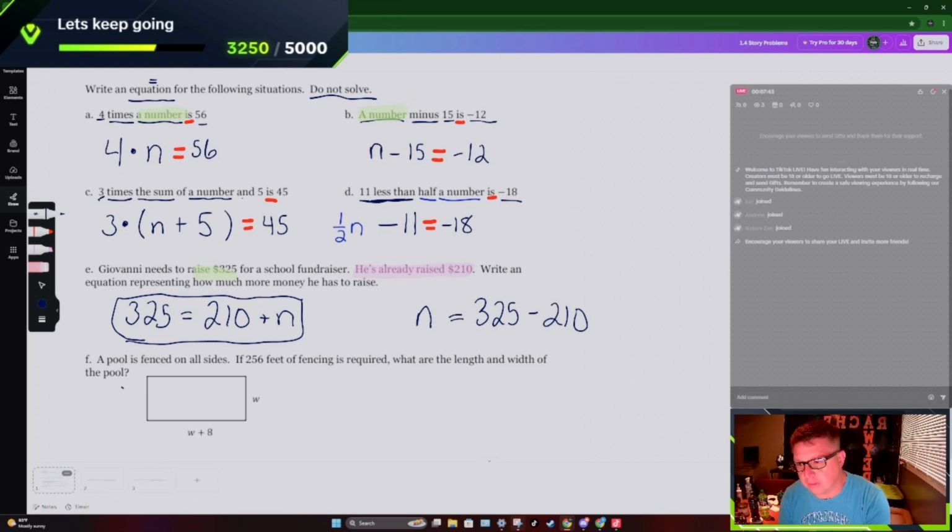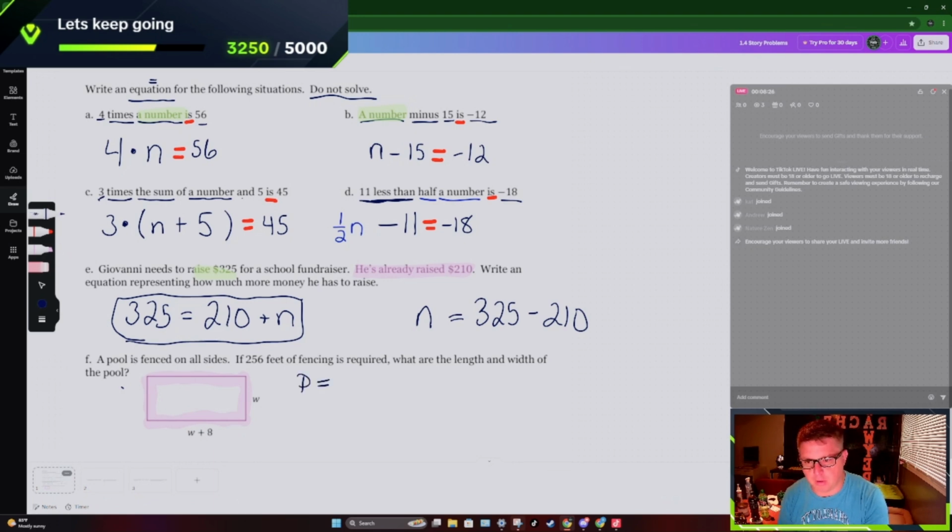All right, a pool is fenced on all sides. Right there, I'm thinking perimeter or area right off the bat because we're talking about fencing around it. And if we're talking about fencing around it, my guess is perimeter, even though I don't know what this problem is. So if 256 feet of fencing is required, what is the length and width of the pool? So yeah, once again, they want to figure out if I start here and go here and go here and go here, and they're telling us that's 256 feet, we can figure out what our width and length are going to be. How do we know that?